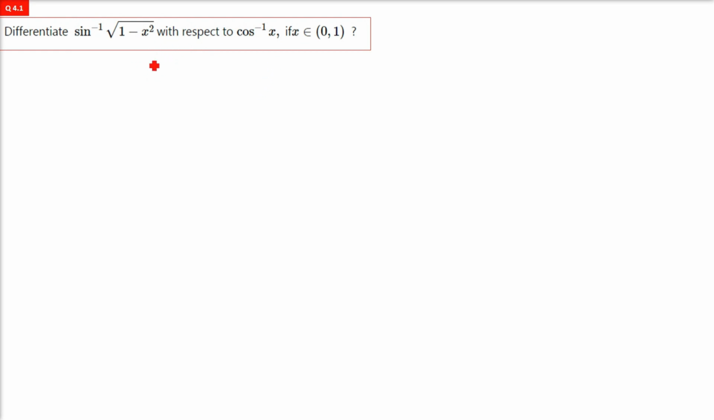Now this kind of questions, we have x belongs to 0 to 1. So u is equal to sine inverse of 1 minus x square. v is cos inverse x.